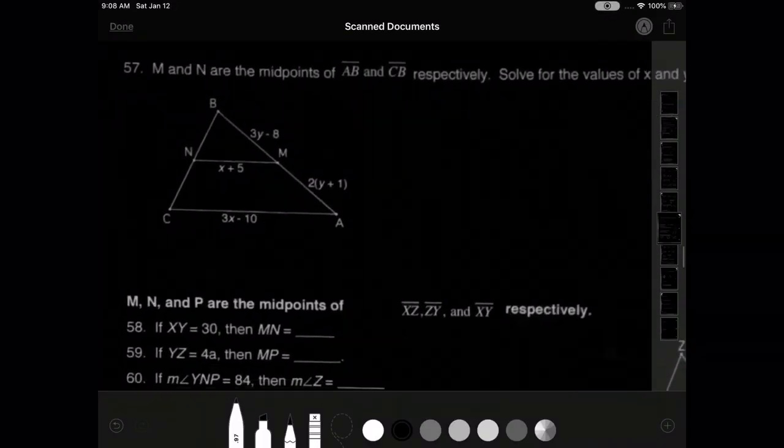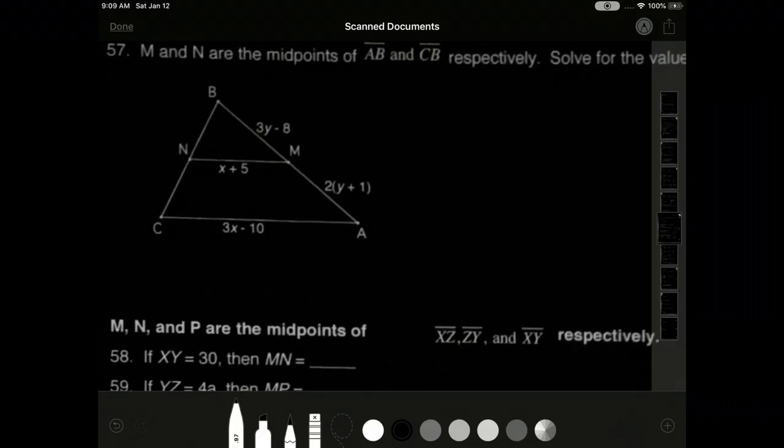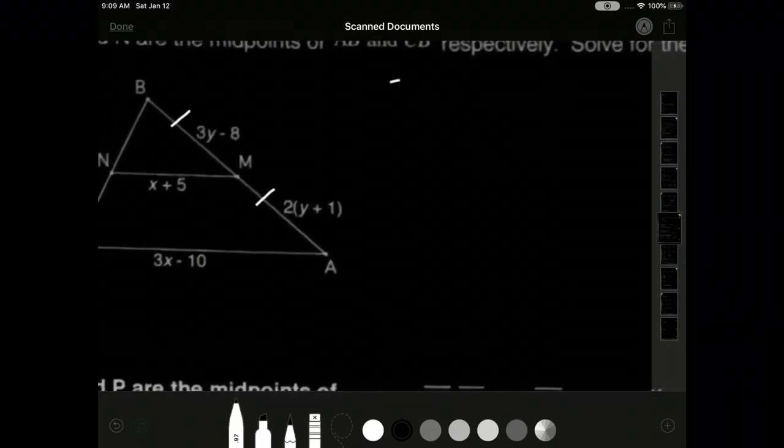In 57, we're told that M and N are the midpoints of AB and CB, respectively. So we want to solve for X and Y. The fact that M and N are the midpoints means that they bisect each side. So we know that BM and MA are going to be congruent to each other. So we can go ahead and solve for Y first.